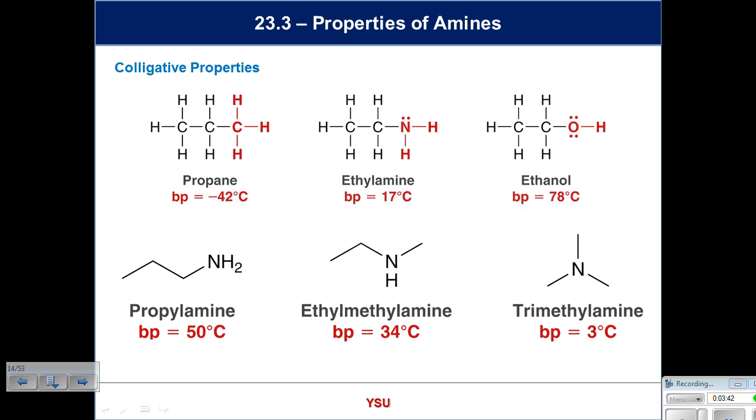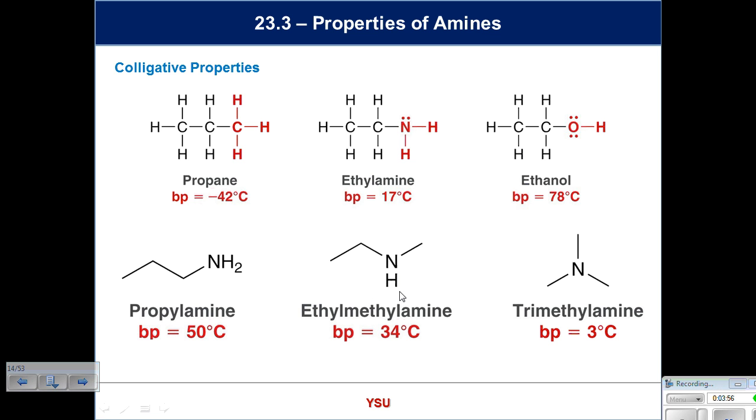Amines within the series, you can see here, it's a similar thing. If you start taking off the hydrogens, the boiling points go down. Obviously, if you don't have any hydrogens, you can't have any hydrogen bonding. So on the left, you've got 50 degrees C for propylamine, 2 hydrogens, lone pair. You can certainly do hydrogen bonding there.